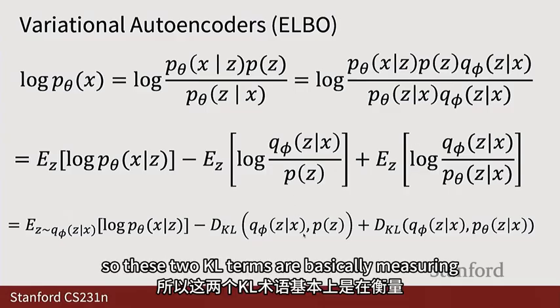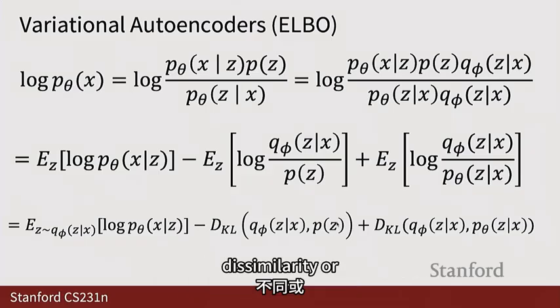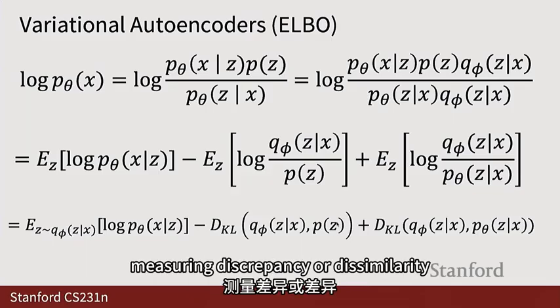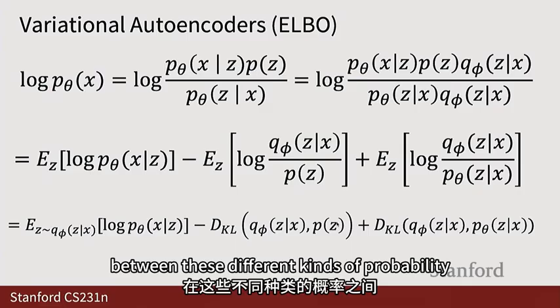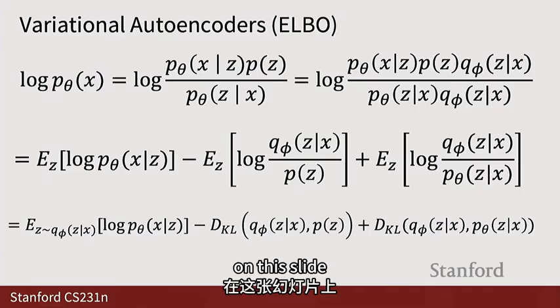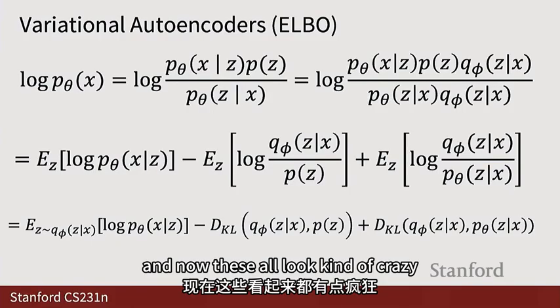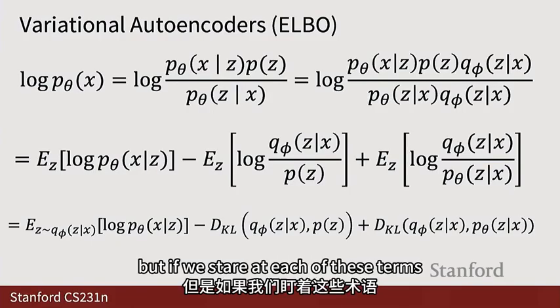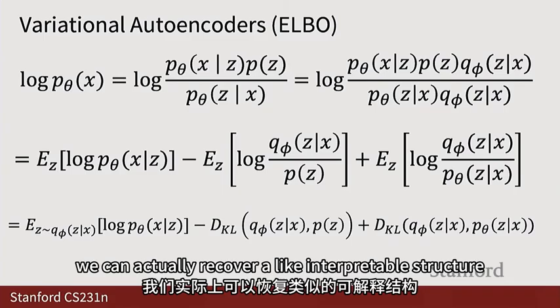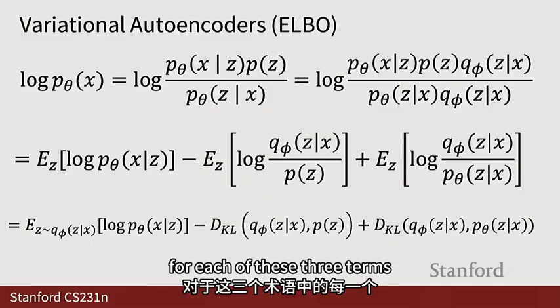So these two KL terms are basically measuring discrepancy or dissimilarity between these different kinds of probability distributions that we have floating around on this slide. And now these all look kind of crazy. But if we stare at each of these terms, we can actually recover an interpretable structure, an interpretable meaning for each of these three terms.